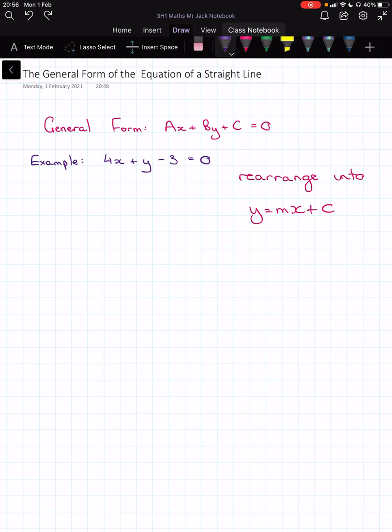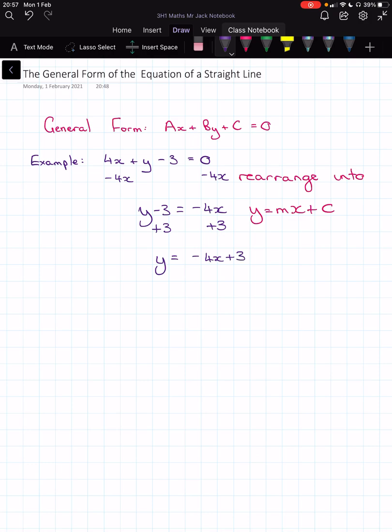So the y is going to stay where it is. I'm going to want to deal with this 4x first of all. That's a positive 4x. I hope you can see that. So I'm going to subtract 4x from both sides of this equation. So I'll get y minus 3 equals negative 4x. And then I want to deal with this minus 3. So I'm going to add 3 on both sides. So that's y equals negative 4x plus 3.